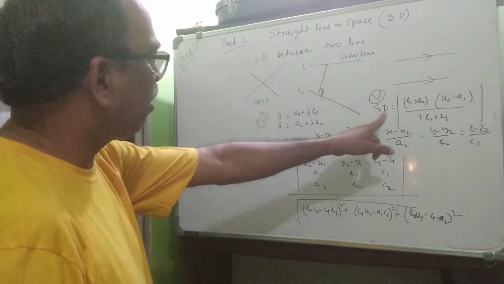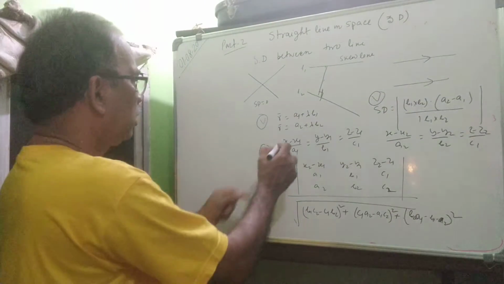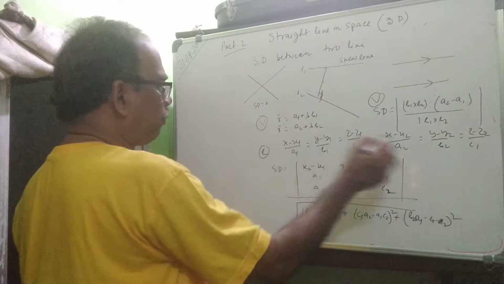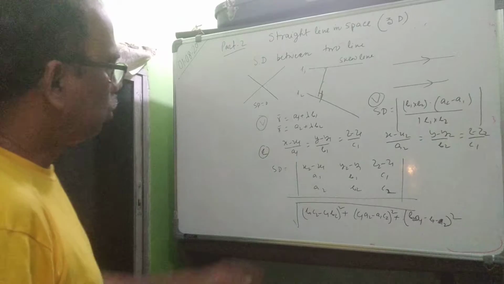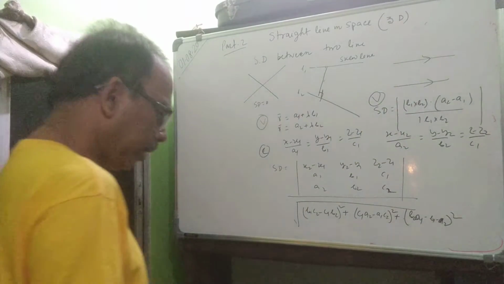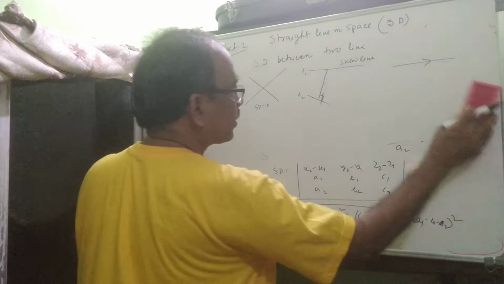Then you can convert the Cartesian equation to vector form, and find the shortest distance using the vector formula. Okay, let's do it. Let's find the shortest distance between two skew lines.